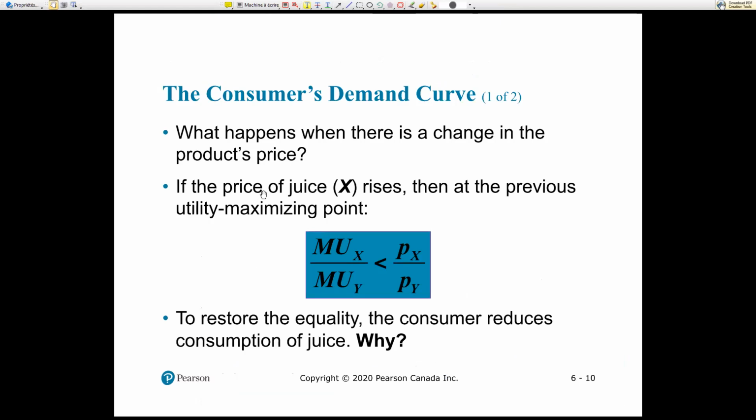All right, so what happens then if there is a change in a product's price? Well, I'm putting it out there. What happens if juice becomes more expensive?